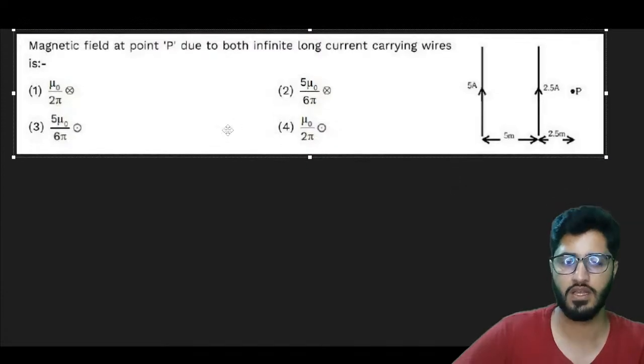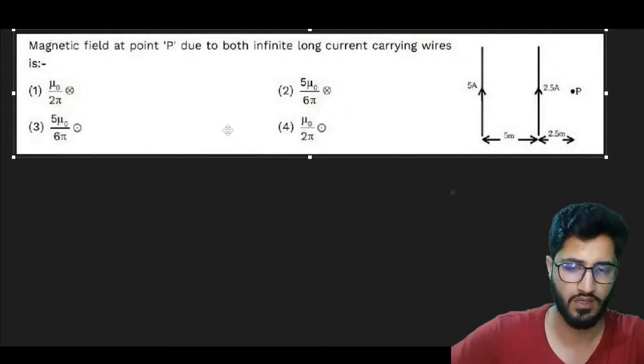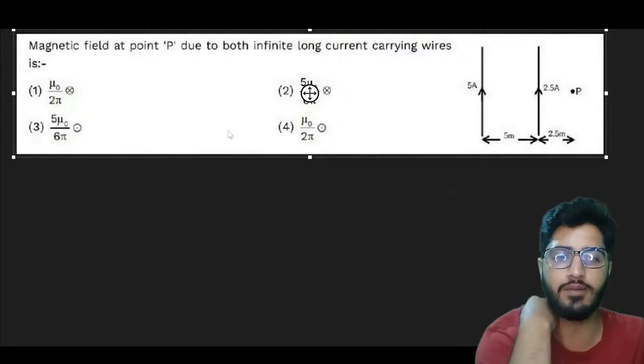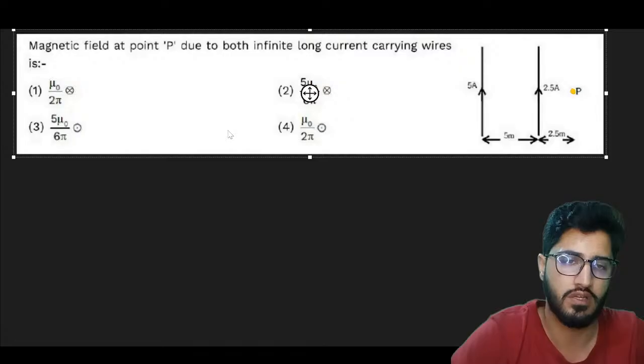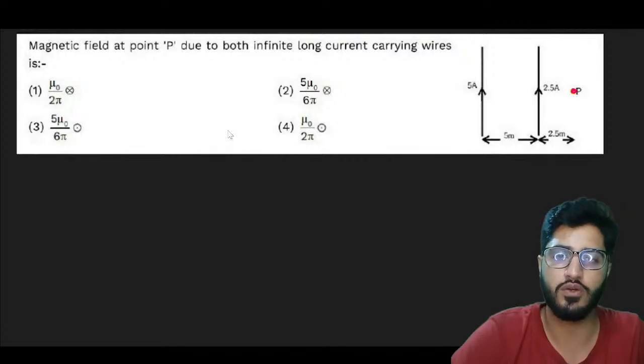Okay. Second numerical. The second numerical states what we are having now: the magnetic field at point P. At this particular point P, I guess it is visible to you here. So I will mark it here as point P. Here at point P, I need to find my magnetic field.